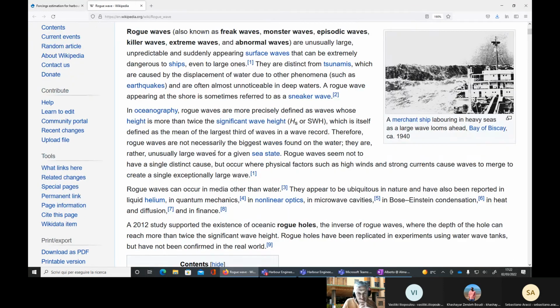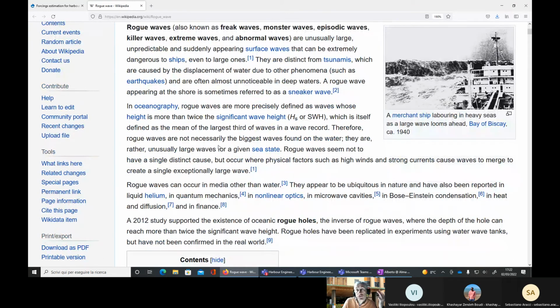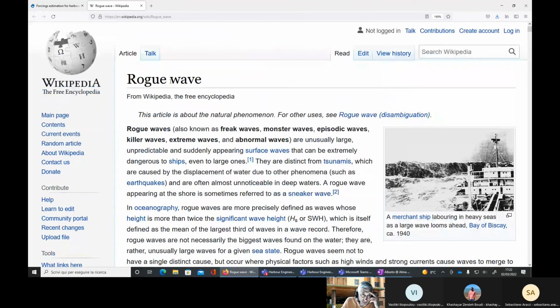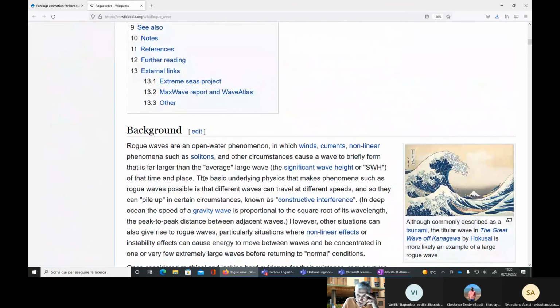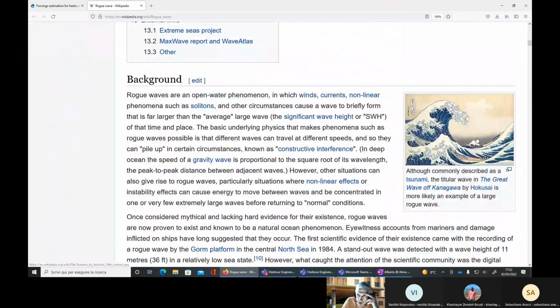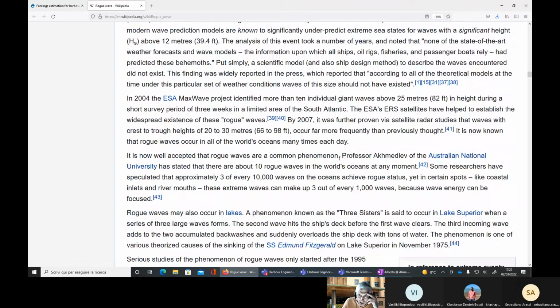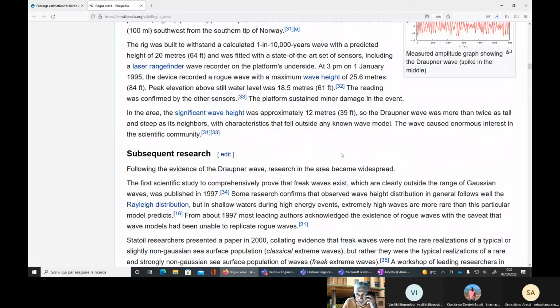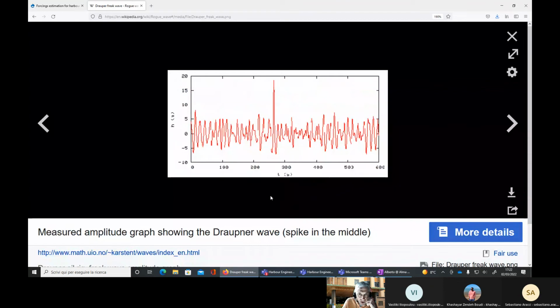So have a look. It's not for my exam, and also it's not really for harbors because they form in the open ocean. But if you go in my website, you see they were considered a myth in the past. You see these pictures. I think there is a picture here. Here there is an interesting graph. You see the rogue wave here.